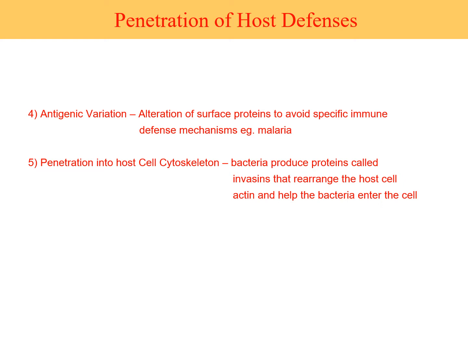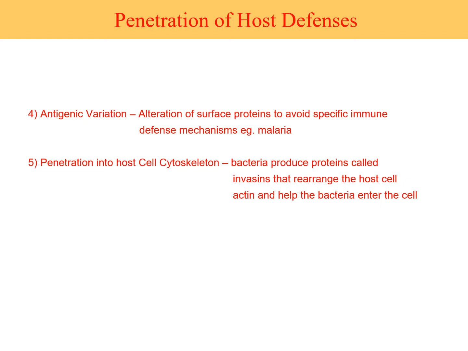Another type of mechanism that organisms use to evade or penetrate past host defenses, and this is quite an interesting, complex mechanism, is called antigenic variation. They have surface proteins on them which can trigger a specific immune defense mechanism in an infected individual so that their immune system attacks them. But some organisms can change these, and the best known, most studied example of this is the organism that causes malaria.